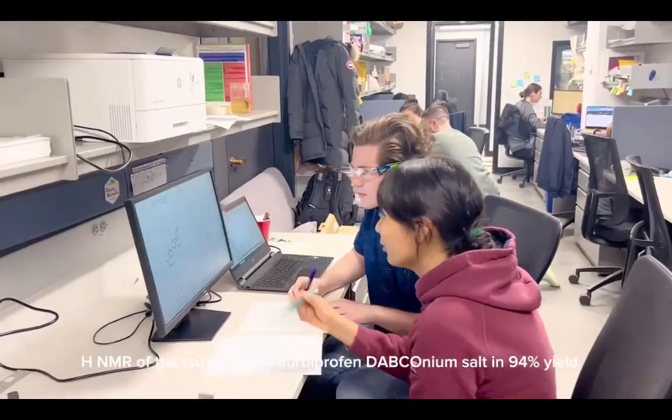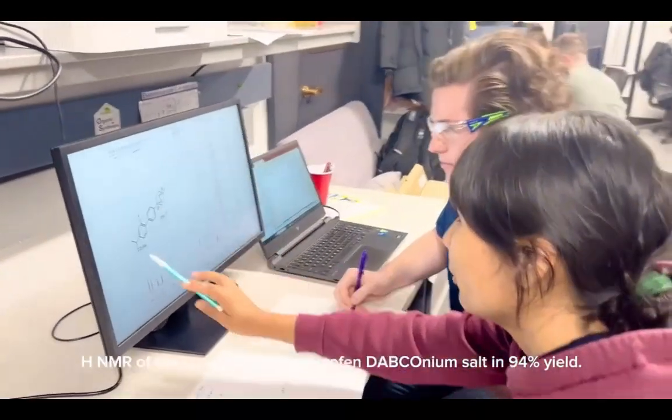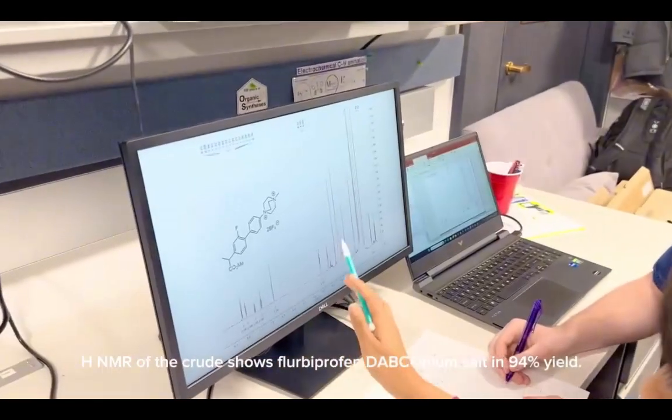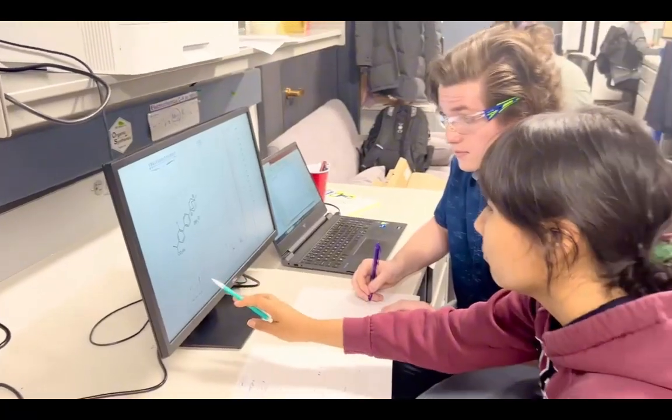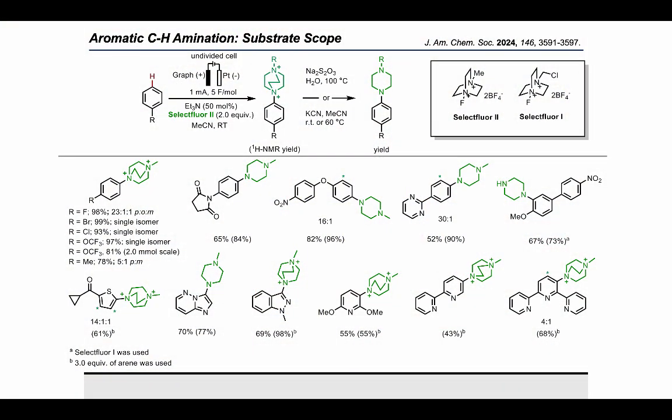At the end of the reaction, we take a crude NMR of our reaction mixture with mesitylene as internal standard for quantitative NMR. With suitable electrochemical reaction conditions in hand, we started to study the arene scope and isolate our product as the corresponding aryl dapconium salt or aryl piperazine.